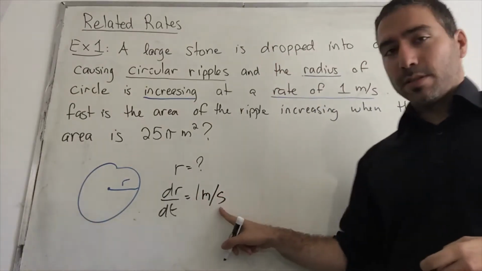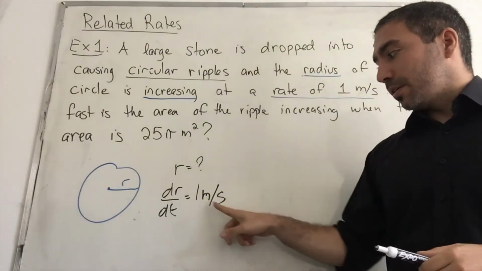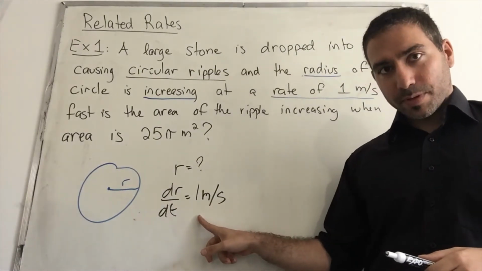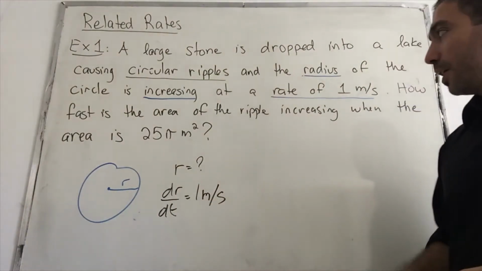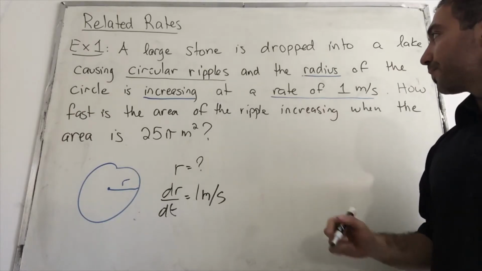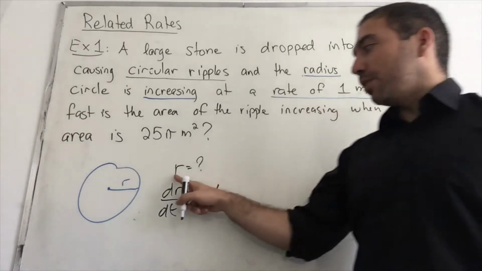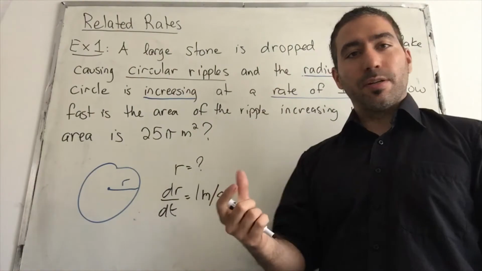Okay, and look at the units. The fact that we have meters per second is the giveaway that it's a derivative. Okay, because this is the velocity. It's the change, the rate of change. So the units also give it away. If it was fixed, it would have been just 1 meter, right?